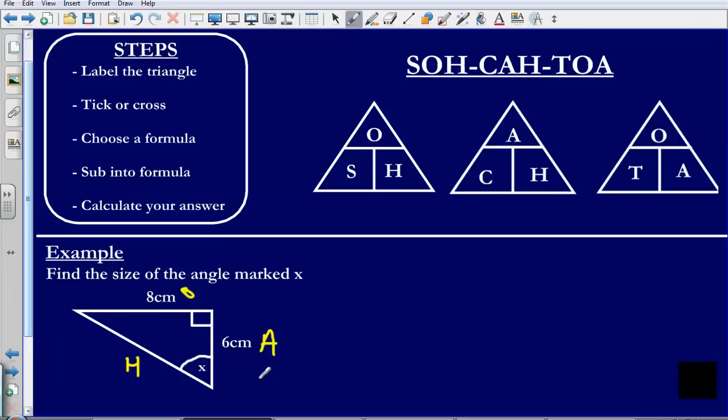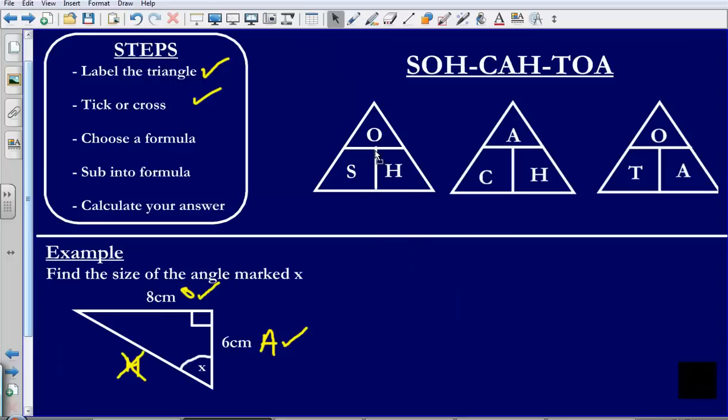So what I now need to do is tick or cross. What are the important parts? What are the parts of the triangle that have got something next to it? So the sides of the triangle that have something next to it are the O and the A. H has got nothing next to it, so we can cross it out. So what formula are we going to be using is our next step. We've ticked or crossed, we're now choosing a formula.